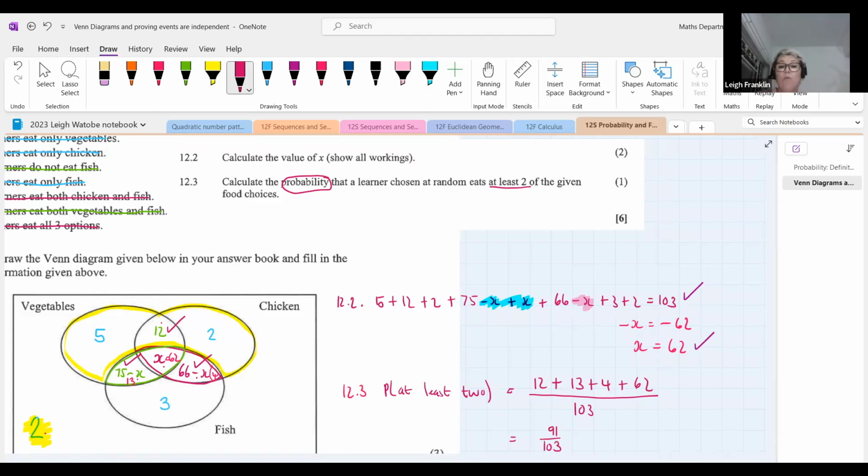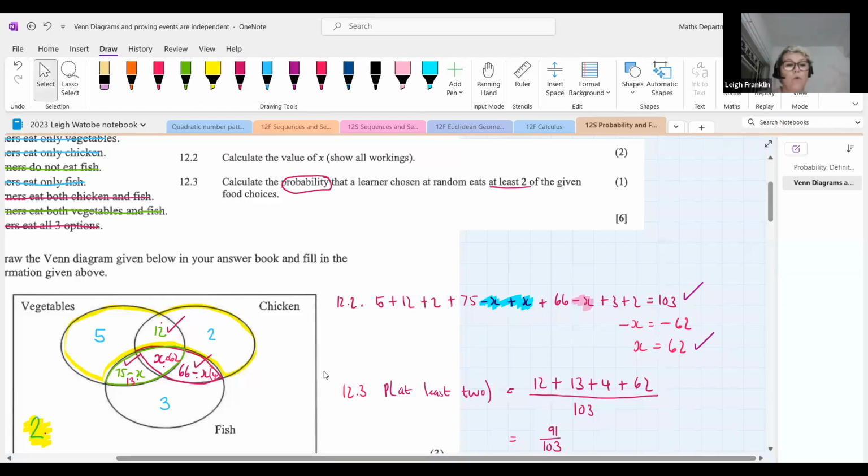Does it make sense to everybody where these numbers come from? The 12 plus the 13 plus the 4 plus the 62. I'm sorry, it's a little bit small. We're all good with that. Okay. I'll take that to mean yes. Okay, thanks, Kamachelo. All right.